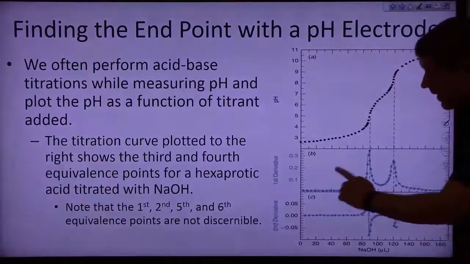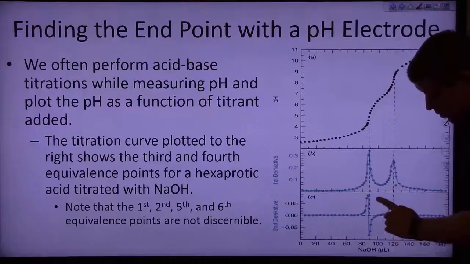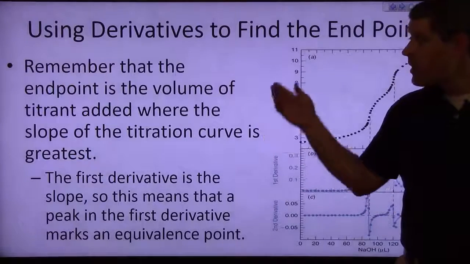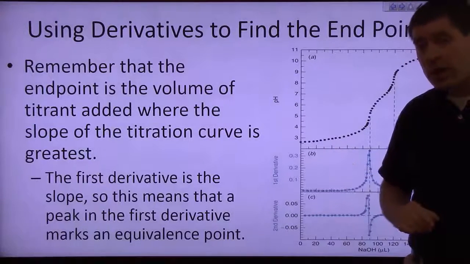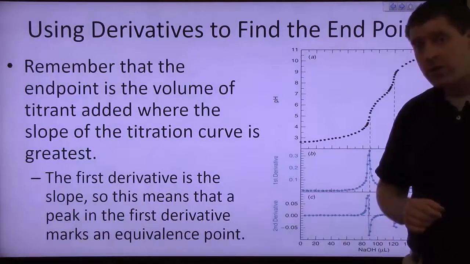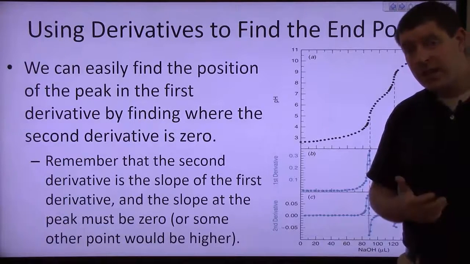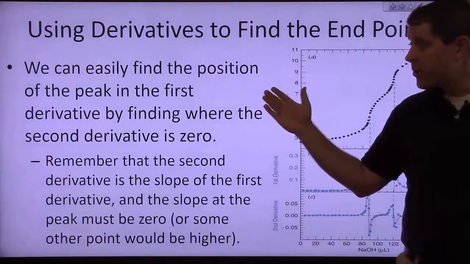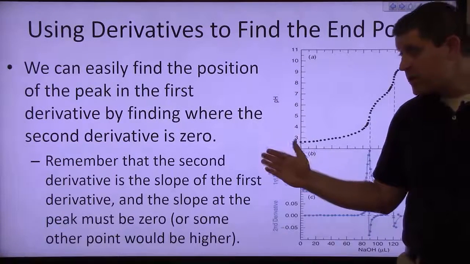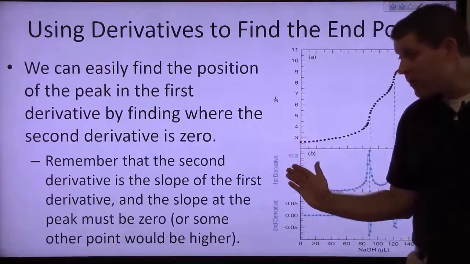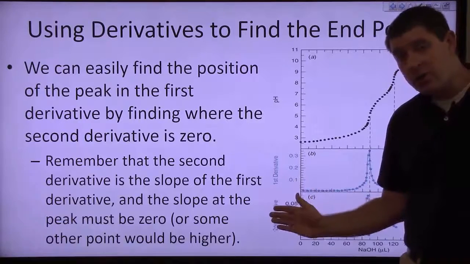So again, note that at the equivalence point, the first derivative will reach a peak, and the second derivative will pass through 0. Now remember that the endpoint is the volume of titrant added where the slope of the titration curve is the greatest, that is, the largest value in our first derivative. Now the easiest way of finding that peak in our first derivative is to take the second derivative. That is, we can easily find the position of the peak in our first derivative by finding where the second derivative is 0. Because remember that the second derivative is simply the slope of the first derivative, and the slope at that peak must be 0. If it weren't 0, then some other point would be higher.